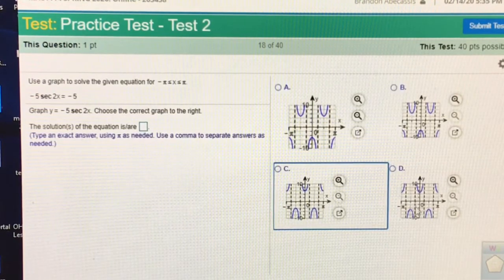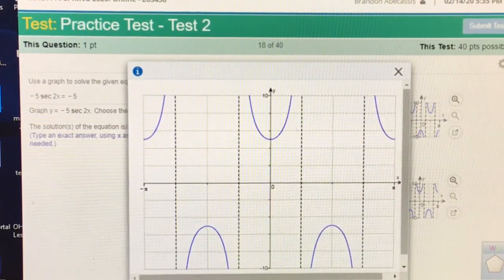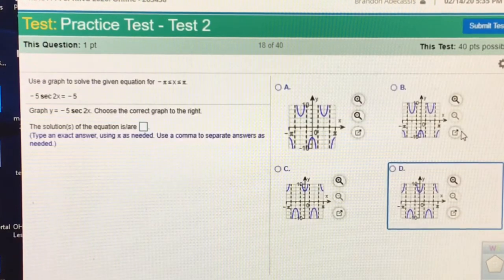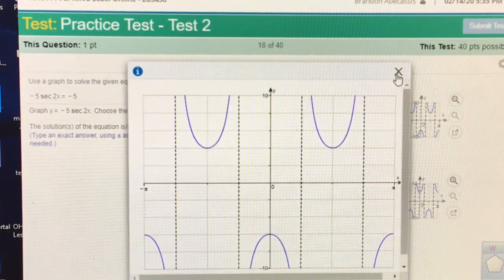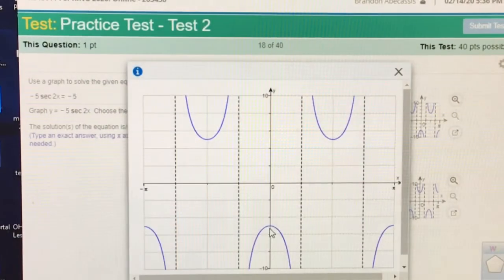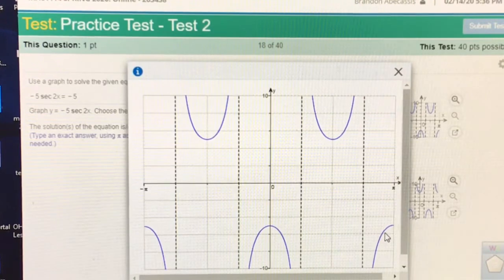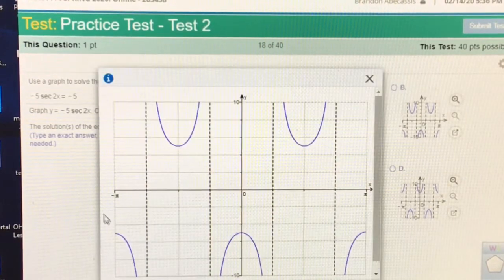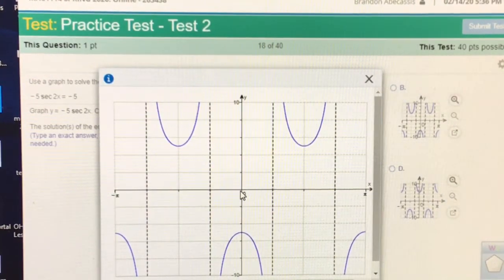Choice D. No. Let me go through it again. Maybe choice B. Not symmetric. Choice A. Choice A is symmetric, and it's negative 5. Cosine starts down there. Cosine is related to secant, so it's going to be this choice. And they want me to solve it where negative 5 touches that. So negative 2, negative 4, negative 5, the line y equals negative 5 touches negative 5 secant 2x. This spot here at 0 between negative pi and pi. Do they include negative pi and pi? They do. So I'm going to have three answers, negative pi, 0, and pi.